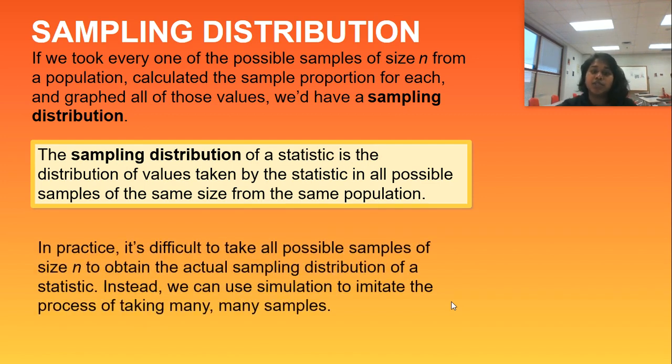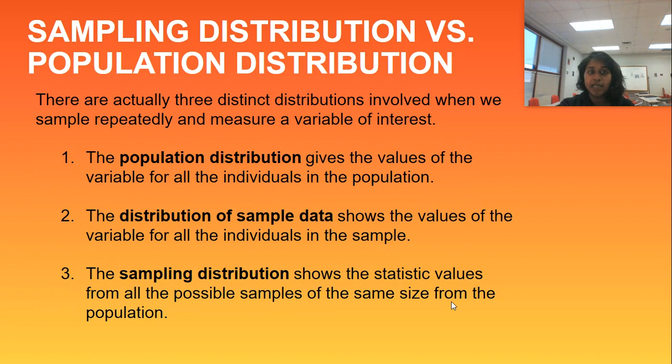In practice, it's difficult to take all possible samples of size n to obtain the actual sampling distribution. Instead, we use simulations to imitate the process of taking many, many, many samples. So let's see what a sampling distribution is versus a population.